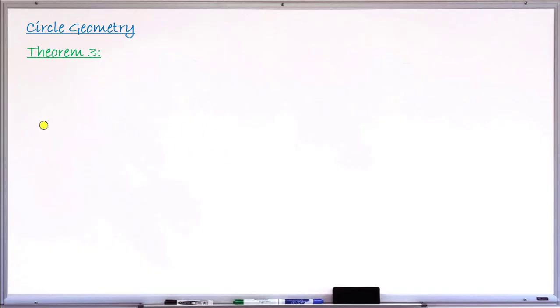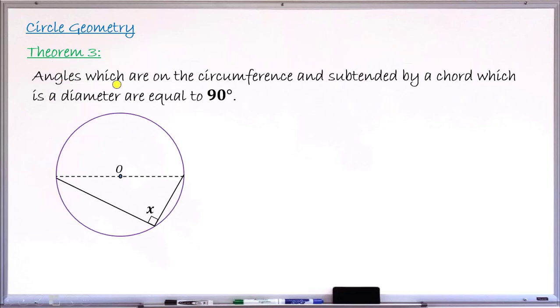My dear student, to begin the lesson, let us learn the third theorem. The theorem says if you have angles which are on the circumference, and those angles are subtended by a chord, and that chord is a special chord, it is a diameter, then those angles are always equal to 90 degrees. Let me make use of this drawing to explain this theorem.